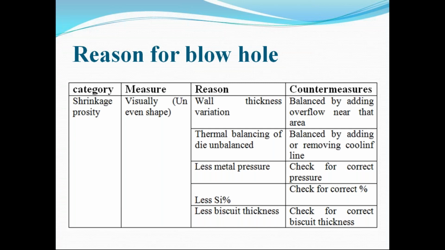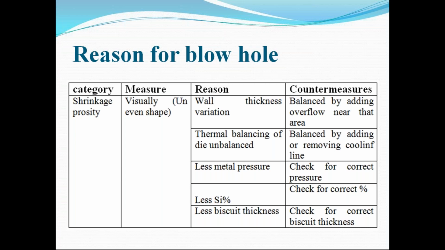Visually you can see it is a very uneven shape, and the reason for that may be wall thickness variation. The first one is wall thickness variation. Due to the wall thickness variation, there is a possibility of shrinkage porosity. Where the wall thickness is very high, the heat concentration is also high. So if wall thickness variation is available, then there is an imbalance of heat concentration, so there is a possibility of shrinkage porosity. So the first reason here is wall thickness variation.